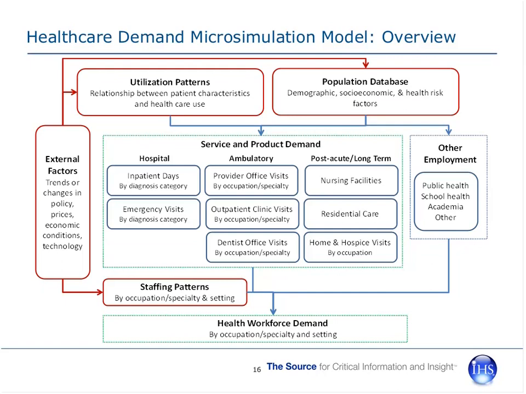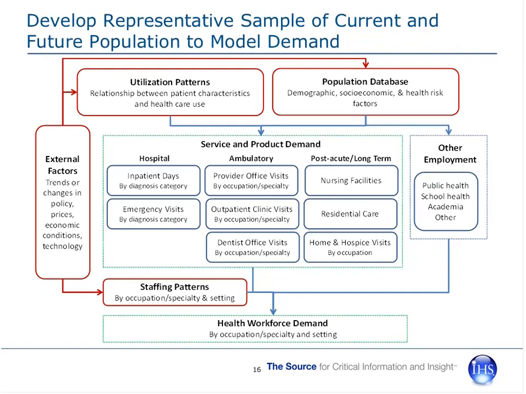And with the HRSA model, because it covers approximately 40 health professions and approximately 36 medical specialties, it's looking at inpatient care and emergency care in an ambulatory setting, provider offices, outpatient clinics, dental, nursing facilities, residential care, home and hospice care, and in other settings where nurses and other workers might work, like in school health and academia, public health, and insurance companies, and so on. So that's kind of a high-level overview.